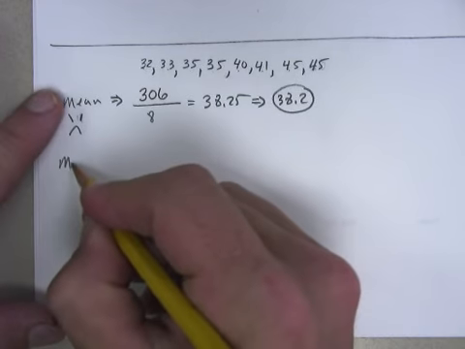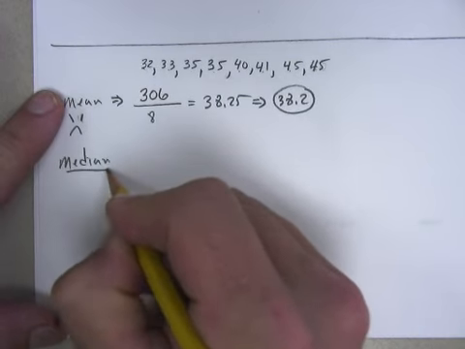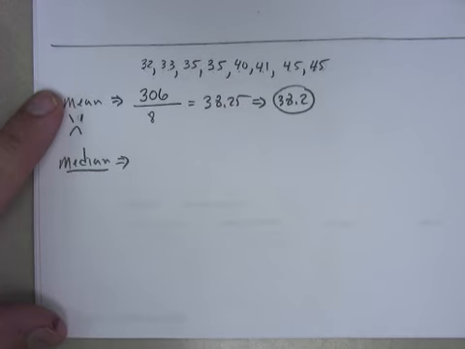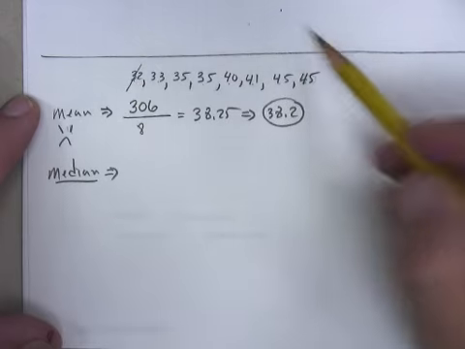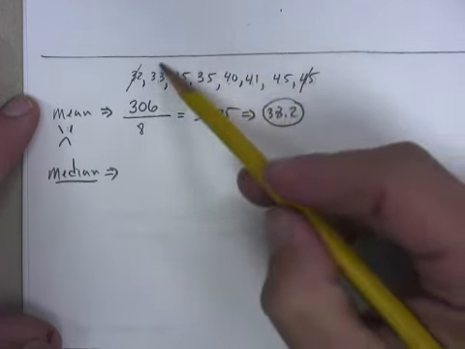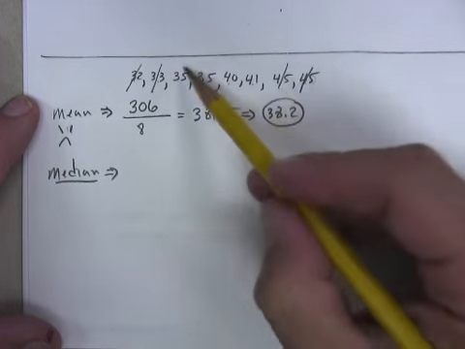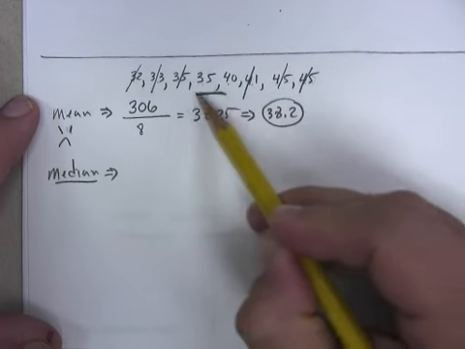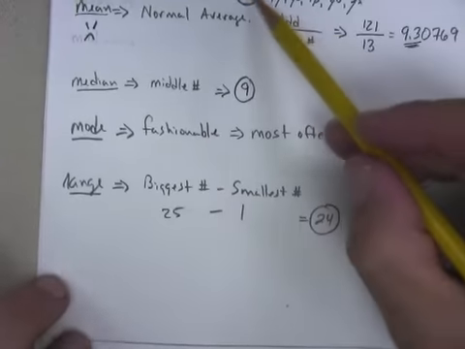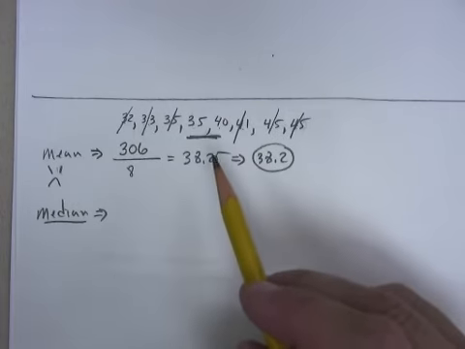All right, the next one. Remember, the median is the number in the middle, and to do that, we're going to scratch numbers off. So we'll scratch off the 32 with the 45, 33 with 45, 35 with 41, and notice I'm not left with one number in the middle. Remember on this one up here, we're left with one number in the middle? That's not the case on this one.